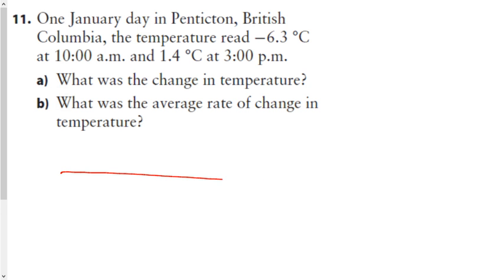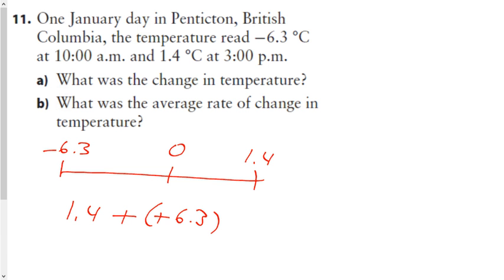So again, I'm going to draw a number line just to show you. Negative 6.3 and 1.4. If I'm looking for the difference in temperature, difference being subtraction, the difference between the high and the low will actually be the sum of those two, which means the difference is 7.7 degrees Celsius. Okay.